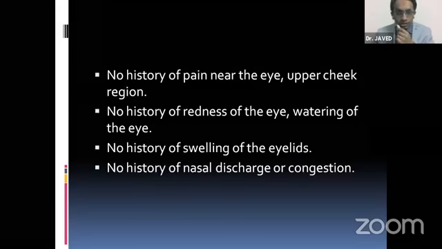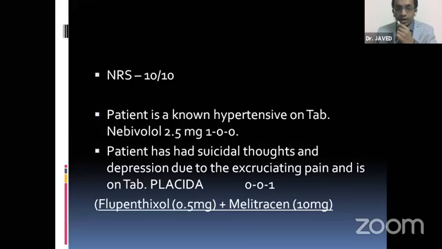There was no history of pain near the eye or the upper cheek region, no history of redness of the eye or watering of the eye, no history of swelling of the eyelids, no history of nasal discharge or any nasal congestion. The NRS was 10 on 10. The patient is a known hypertensive on tablet nebivolol 2.5 milligram once in the morning OD.